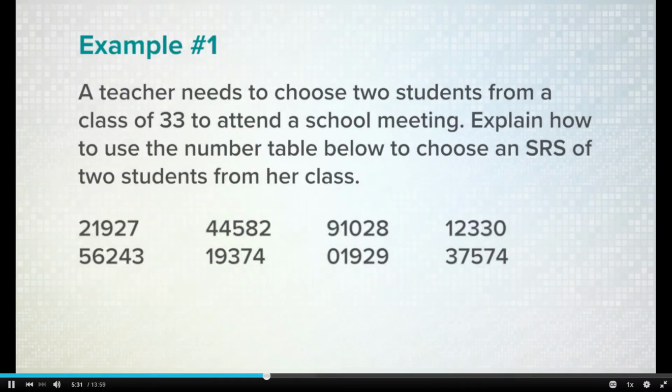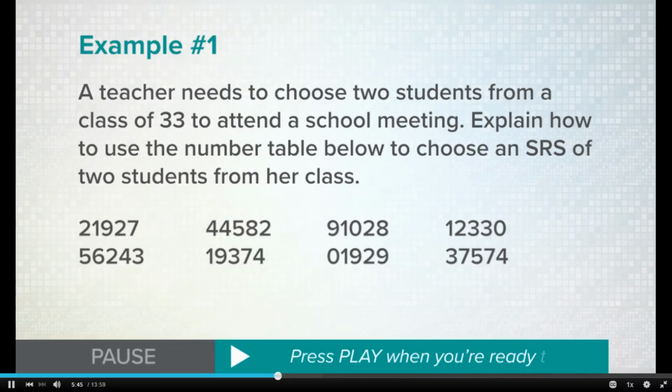Now let's look at an example. In example 1, a teacher needs to choose 2 students from a class of 33 to attend a school meeting. Explain how to use the number table shown to choose an SRS of 2 students from her class. Pause the video while you work on this, then restart once you're ready.